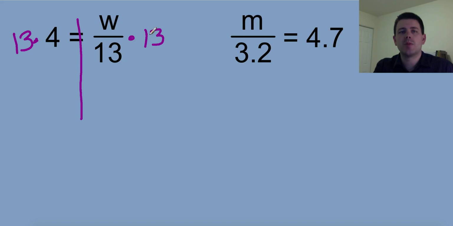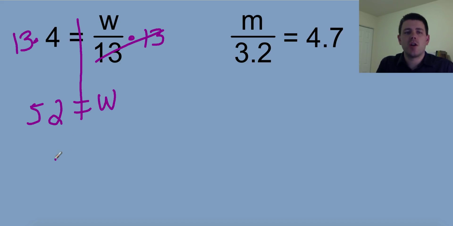Multiplying by 13 and dividing by 13, they cancel each other out. They turn back into a 1, so I'm just left with my W. That's my goal, is always to get my variable all by itself. 13 times 4, well, 4 times 3 is 12. 4 times 10 is 40, plus 1 is 52. So I did a little mental math there. 52 is equal to W.